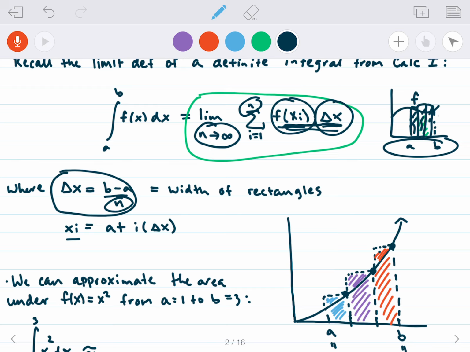And when i equals 0, we get x0 equals A. Okay. When i equals 1, we get x1 equals A plus 1 times delta x. Okay, and then x2, we're adding on 2 times delta x. So, you can see in the picture, if this is x naught and we're adding on delta x to A, we get that the next endpoint is right here, x1. So we're looking at the rightmost endpoints here. And that's where we're evaluating our function to get our height.